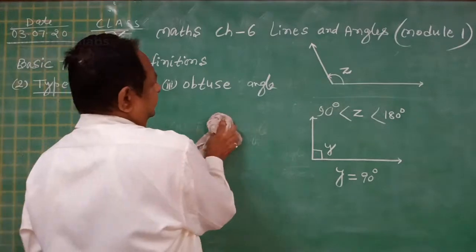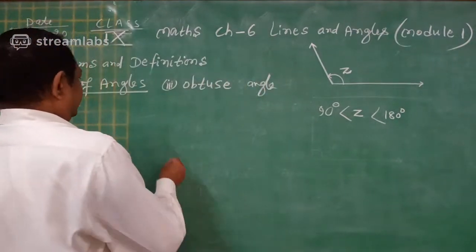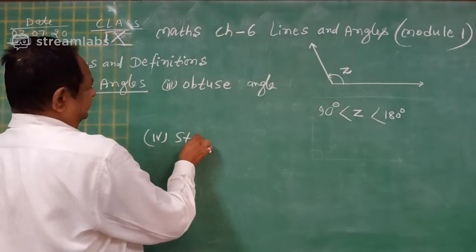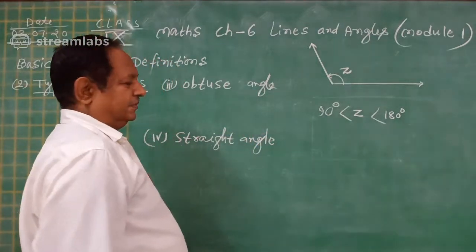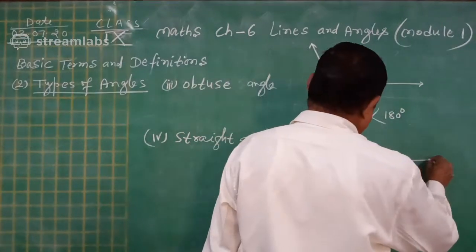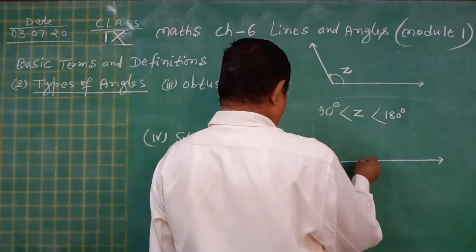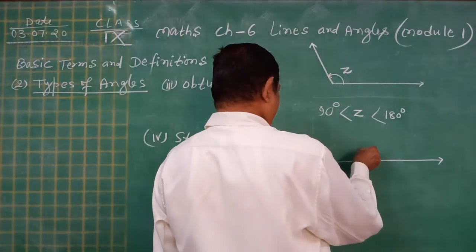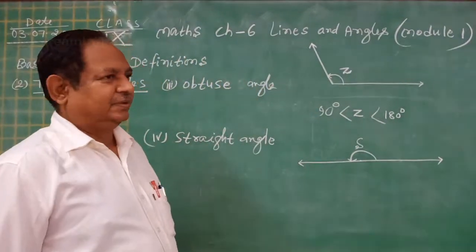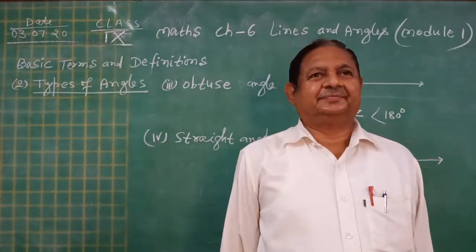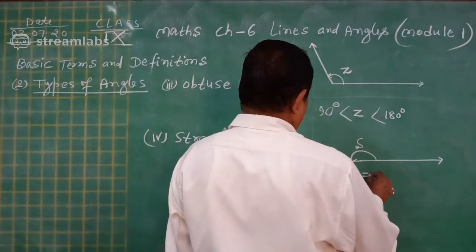Then fourth, a straight angle. When the measurement of an angle, say S, is equal to 180 degree, so this is called a straight angle.